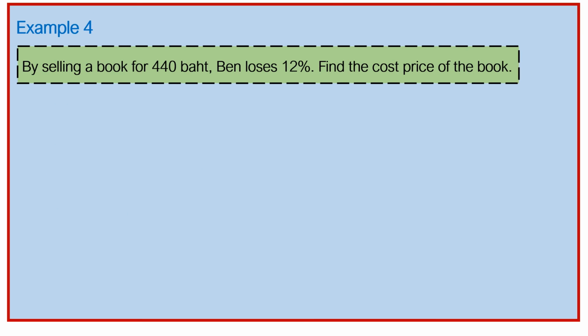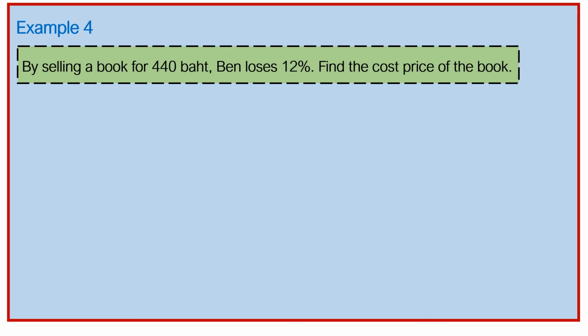Let us now get example number 4. By selling a book for 440 baht, Ben loses 12%. Find the cost price of the book.